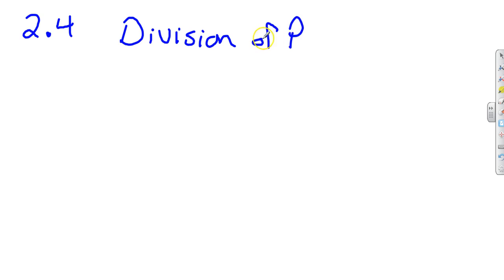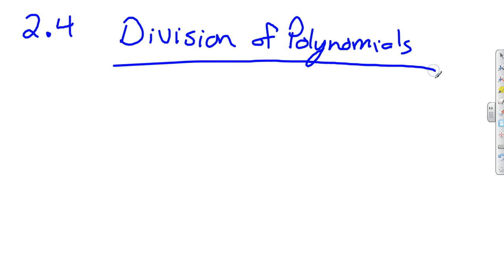Next is division of polynomials. And there's two things. The first one I'm going to show you, you don't have to write this one down, because there's no problems. Well, actually, there will be some problems where they're going to ask you to do long division.